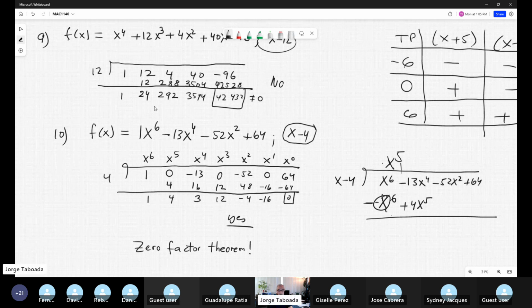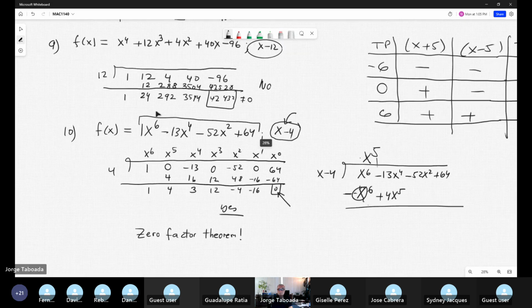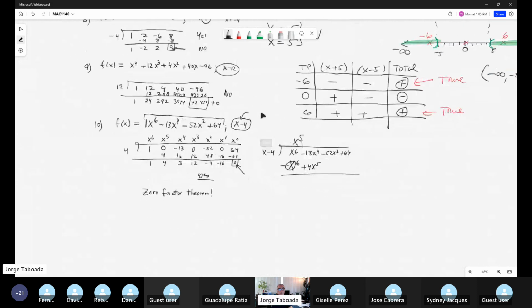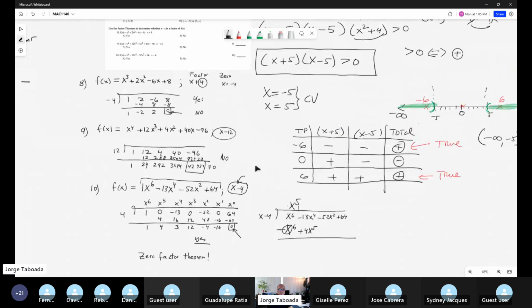Okay. See, this is 0 because the factor belongs to this polynomial. See, the remainder is not 0, so no. Super clear? Yes or no? All right. Yes, he said.